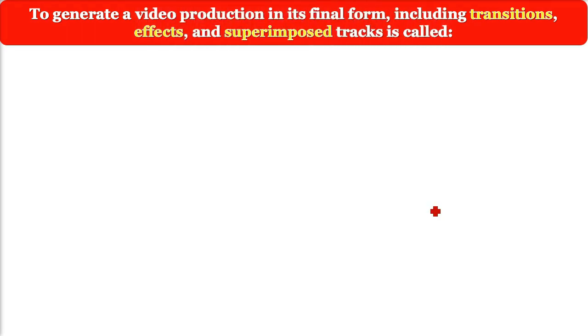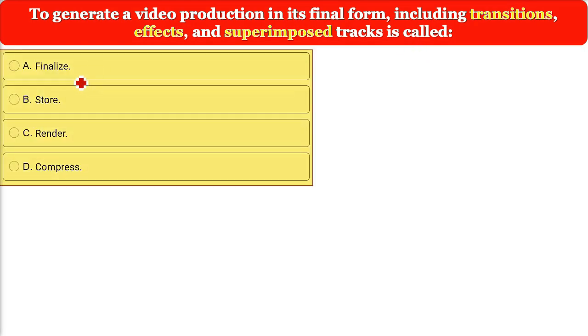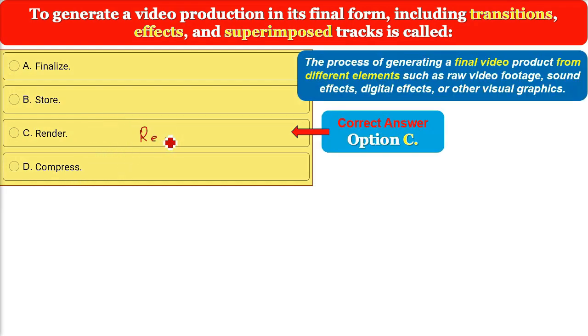To generate a video production in its final form, including transitions, effects, and superimposed tracks, is called. The options are finalize, store, render, and compress. So the correct option is option C.